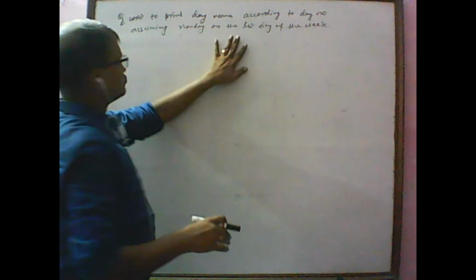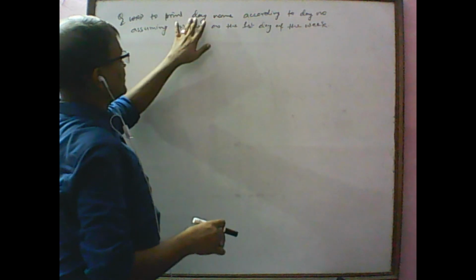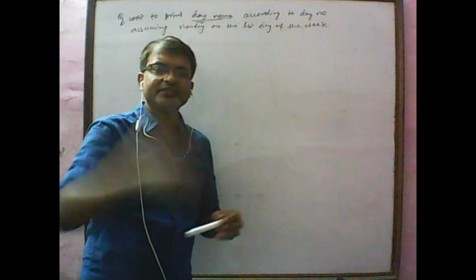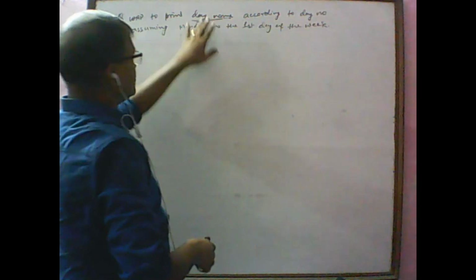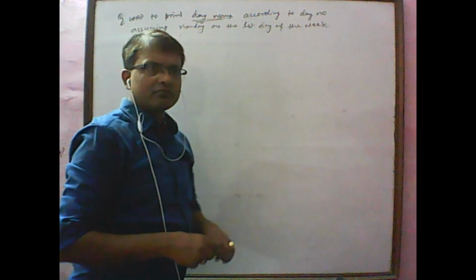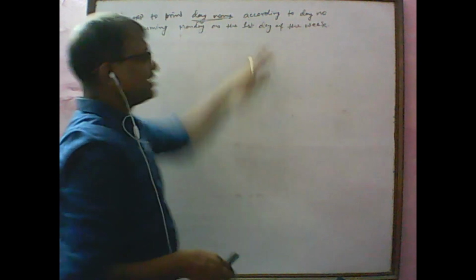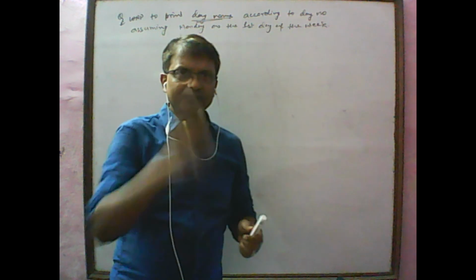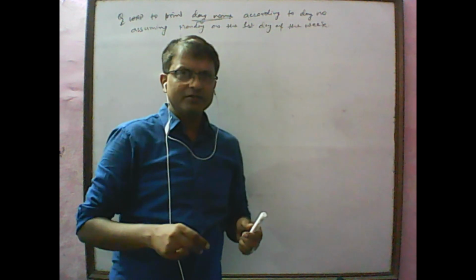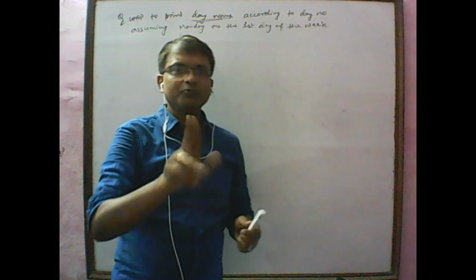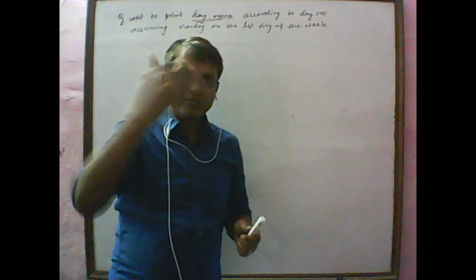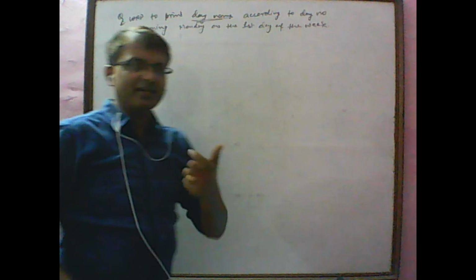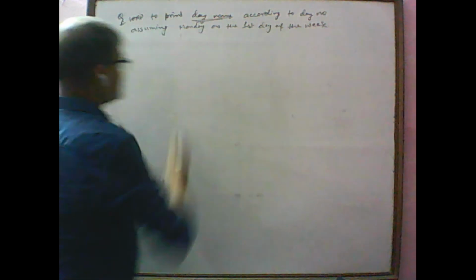First, discuss the question. Write a program to print day name. Day name means like Monday, Tuesday, Wednesday, Thursday, Friday, Saturday, Sunday. Day number means we have to assume Monday as the first day of the week. If day number is 1, the program should print Monday. If day number is 2, print Tuesday. If 3, print Wednesday. In this way, we have to make the program. For day number, we will declare a variable. Start the program.